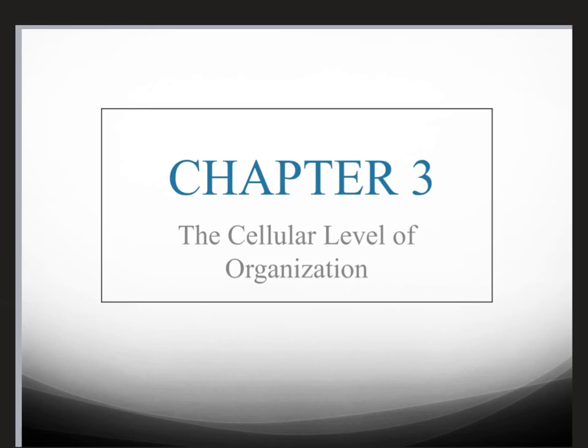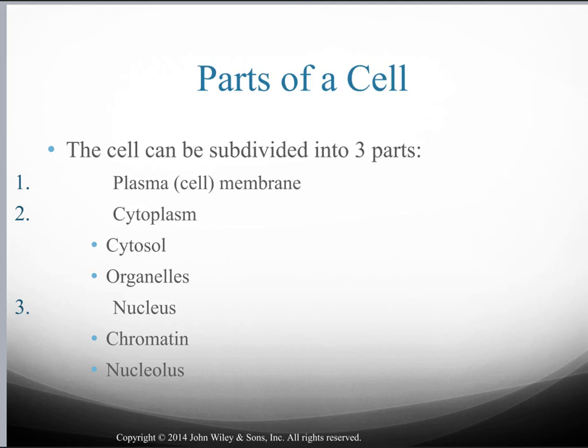Chapter 3, the cellular level of organization. So as we get into this chapter, we're going to start with all the parts of the cell. We can divide the cell into three basic parts. Number 1, the plasma membrane. This is a phospholipid bilayer that's going to be arranged like almost a fatty sandwich. We'll look at this and explain this analogy in a little bit.